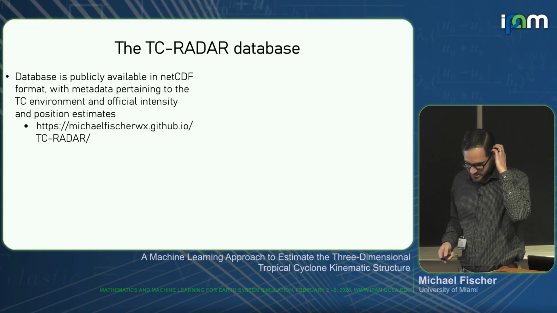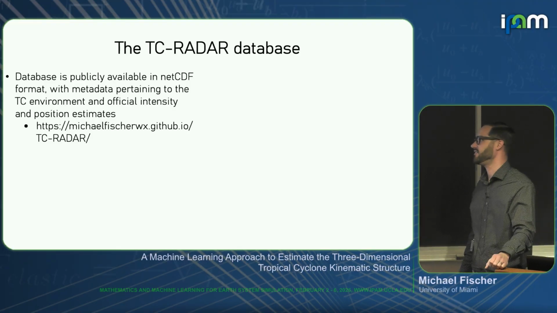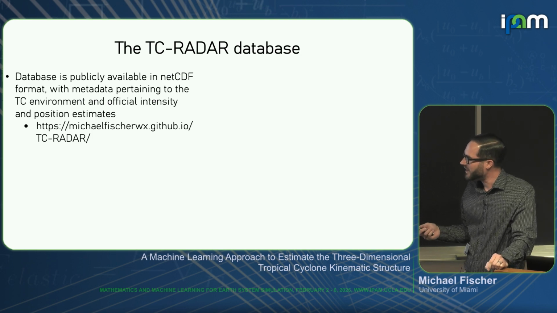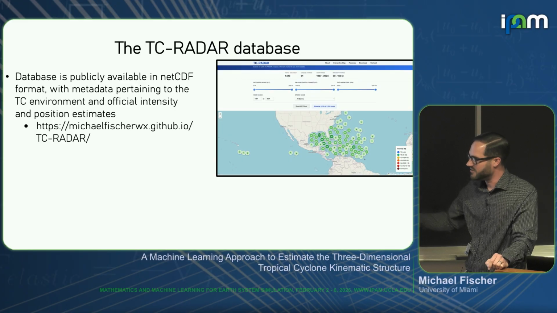Also, the database can be used for 4 easy payments of $19.95. I'm just kidding, it's freely available in .nc format. And so it's posted here in this link.